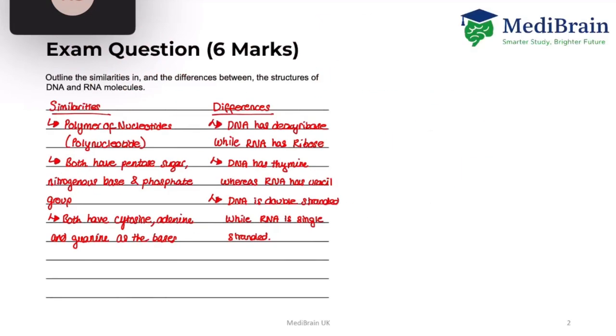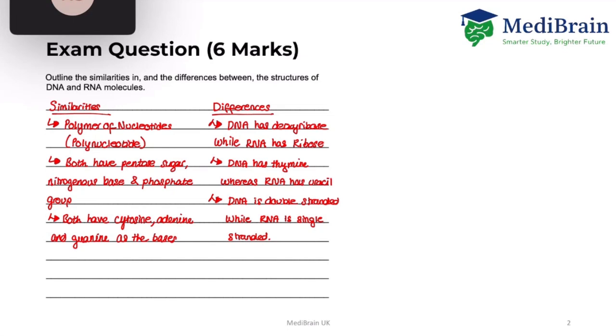Okay, so that's how I would compare the structures of DNA and RNA against each other. Okay, so it's 6 marks. So ideally you want 3 similarities and then you want 3 differences. In terms of the similarities, we know that both of them are nucleotide strands. They're repeating units, so polynucleotides.